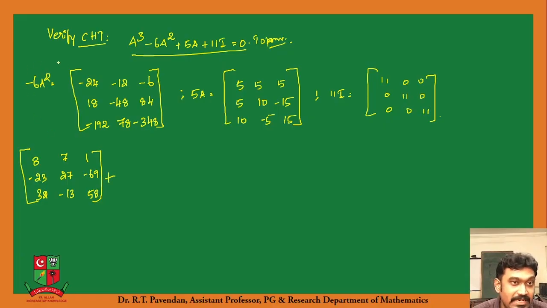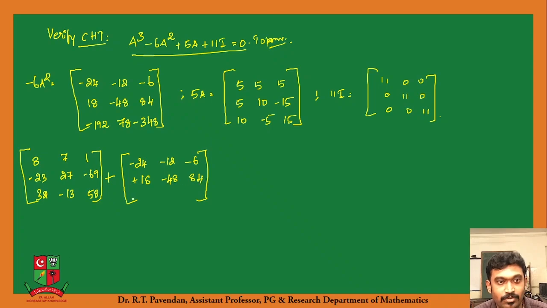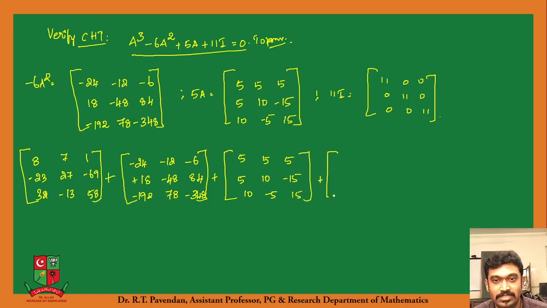Plus, since I have taken minus 6A square, I am actually adding here. Okay, then that is going to be equal to minus 24, minus 12, minus 6, plus 18, minus 48, plus 84, minus 192, 78, minus 348, plus this matrix, that is 5, 5, 5, 5, 10, minus 15, 10, minus 5, 15, along with 11I, 11, 0, 0, 0, 11, 0, 0, 0, 11. So let us check if it is equal to the all-zero matrix or a null matrix.